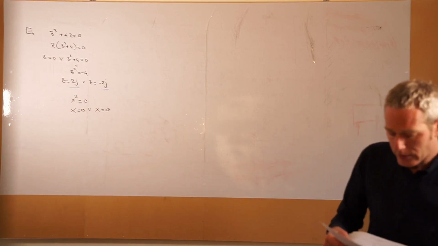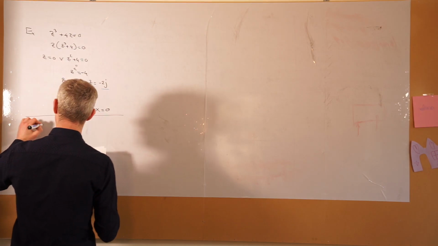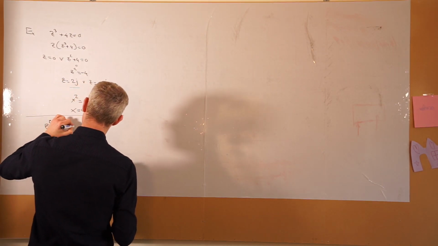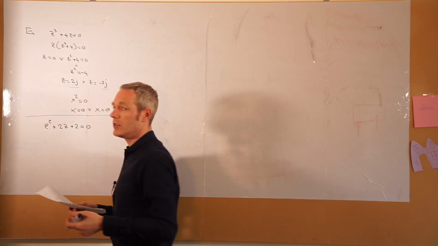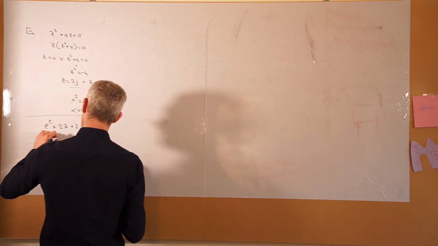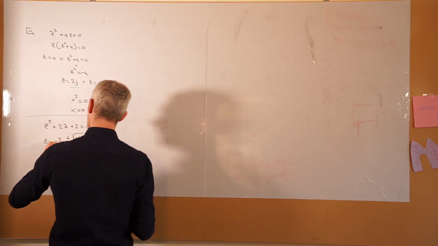Where do we also see that? Well, if we take another example, and we've solved this before, where we have z squared plus 2z plus 2 equals 0, and we use the ABC formula, we get z is equal to minus 2 plus or minus the square root of minus 4 divided by 2.